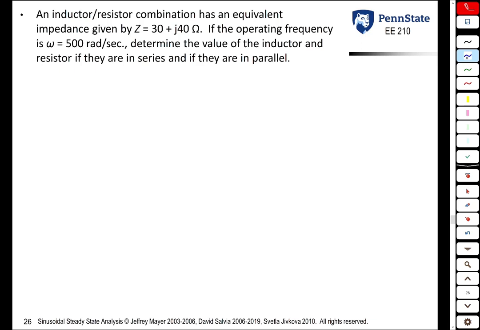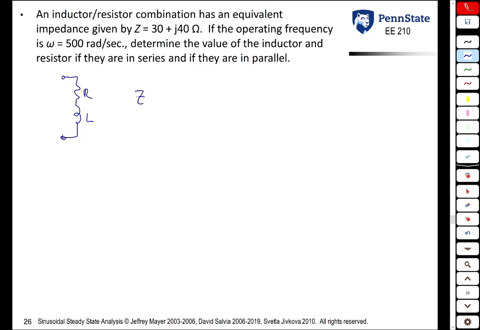In this problem, we're told that an inductor-resistor combination has an equivalent impedance given by Z equals 30 plus j40 ohms. And we're told that the operating frequency is 500 radians per second, and we want to determine the value of the inductor and the resistor, and we're going to look at two different situations. In the first situation, the resistor and inductor are going to be in series.